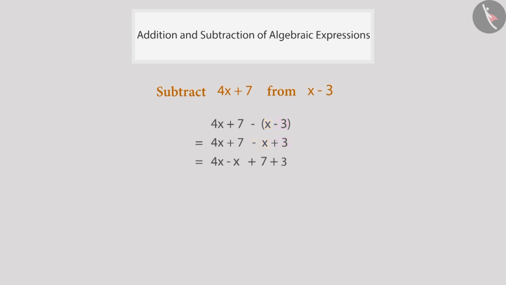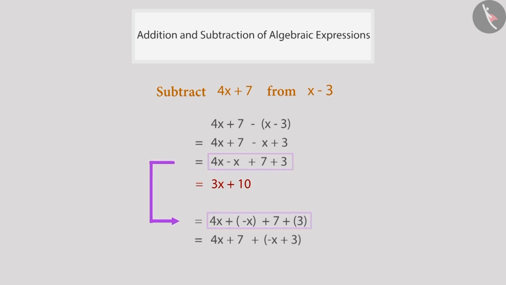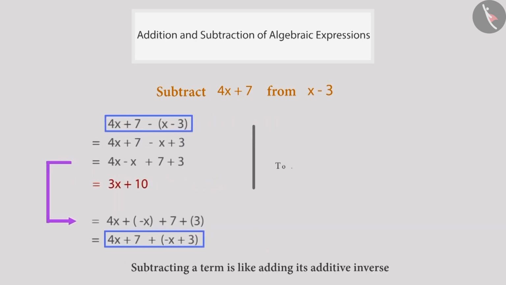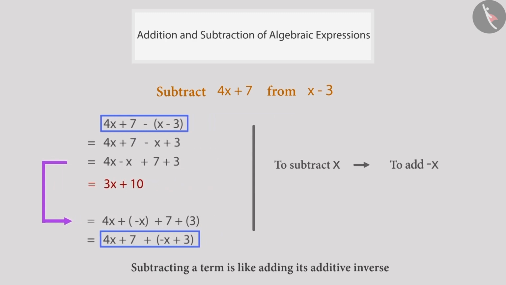Now, we group all the like terms. After adding the like terms, we get the final expression as. Now look at this step. We can also write it as. Now if we compare this part with this part, then we can see that the signs of x and negative 3 are inverted. So, we can say that subtracting a term is like adding its additive inverse. So, subtracting x means adding negative x and subtracting negative 3 means adding positive 3.